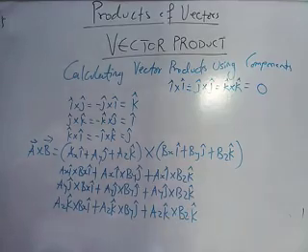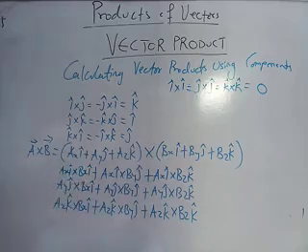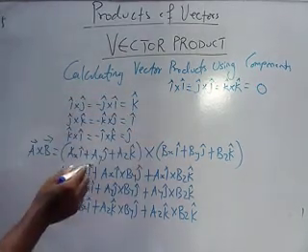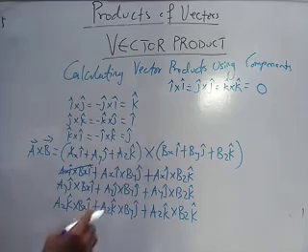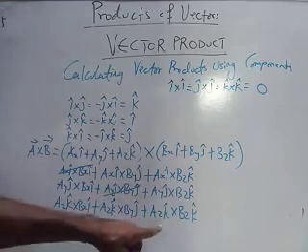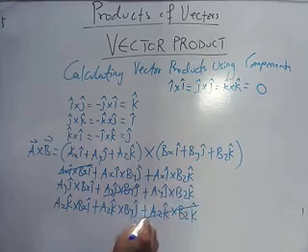At this junction, what do we observe? We have I cross I here, and I cross I is 0. J cross J is here, which gives us 0. K cross K is there, which is what? 0.